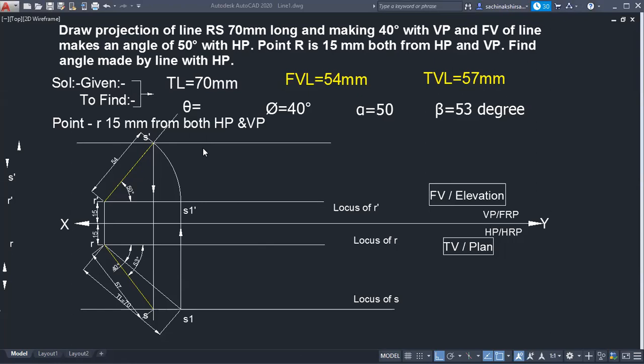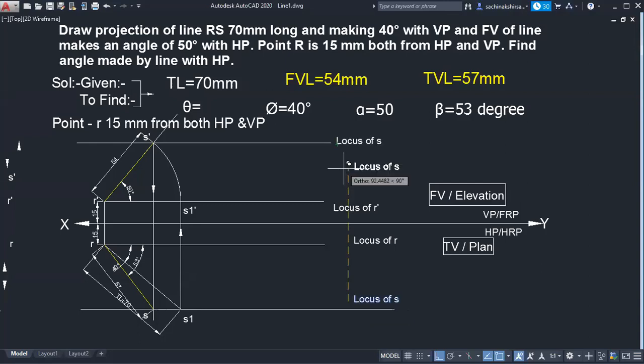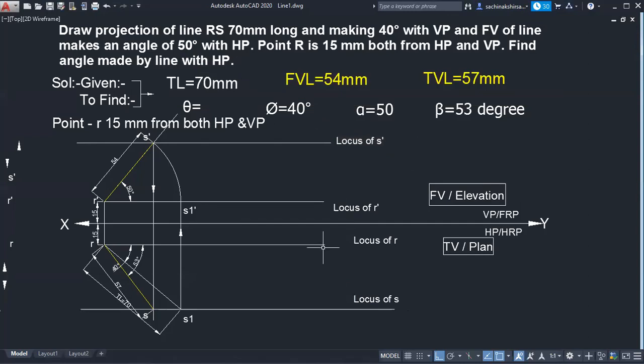So in front view, the locus of S dash is also known to us. We know the locus and we know the true length. Now tell me what to do. We already know the locus of S dash, and we know the true length. So what to do?